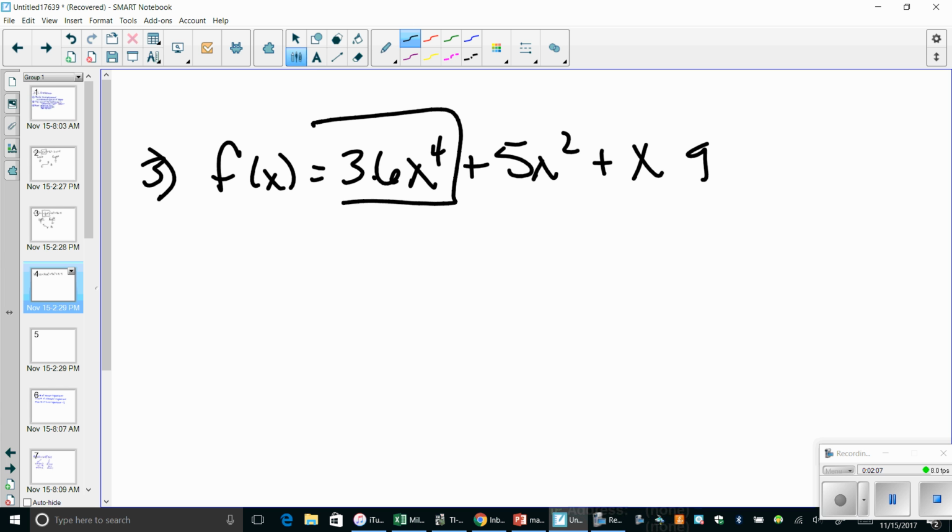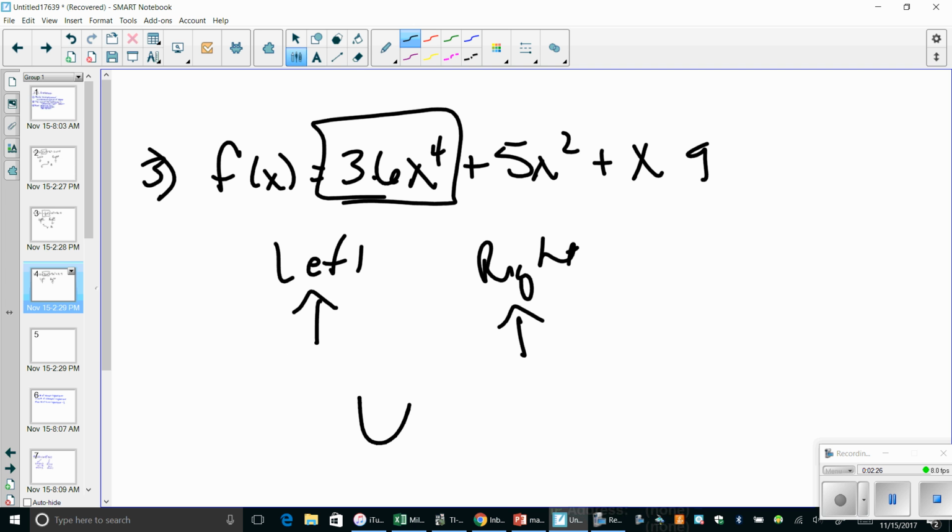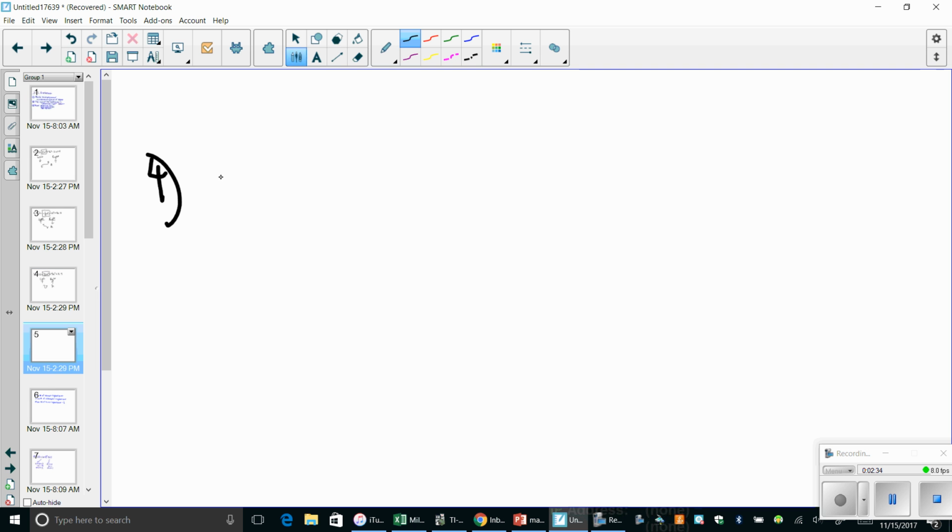So again, we're only looking at this. The right is determined by the sign on the front, which is positive, so that'd be up. The left is determined by the power. Is it even or odd? This power is 4, which is even, so that's the same thing. So it'd also be up on the left. So we're looking at something that's up on the left and up on the right, which would make the answer to number 3, D.